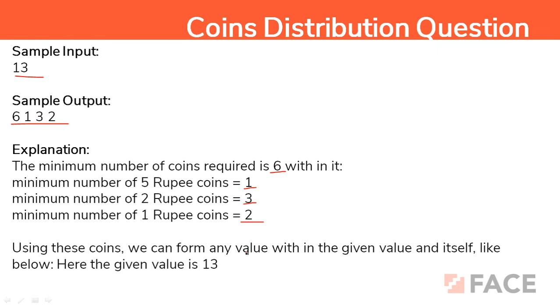Using this you can form any value within the given value. That is, the given value is 13, so you should be able to form all values from 1 to 13. The total of these coins, if you look at it, 1 into 5 rupees is 5, 3 into 2 rupees is 6, plus 2 into 1 rupees is another 2. This total exactly adds up to 13. It does not exceed 13. Within these two constraints, the number of coins is minimized.